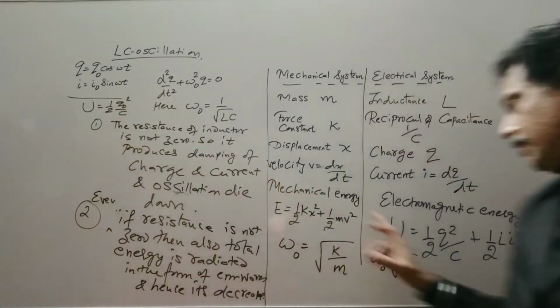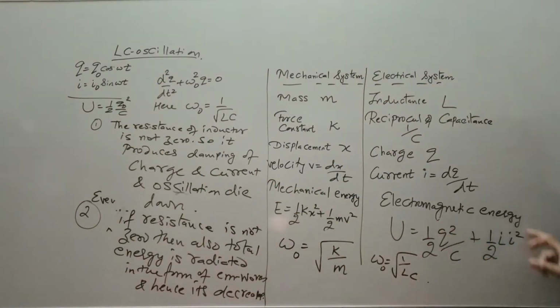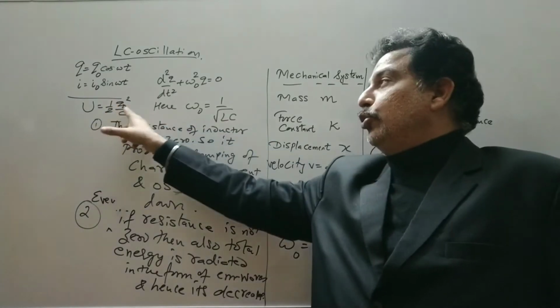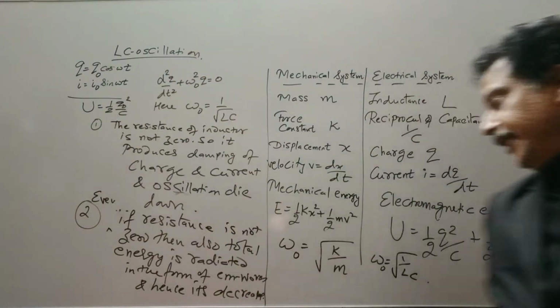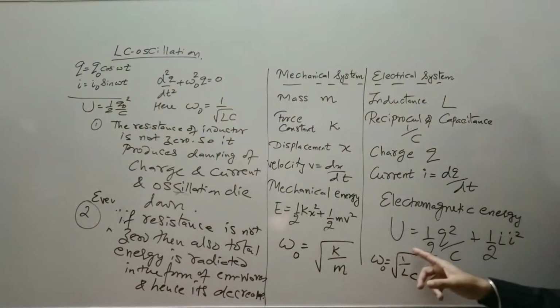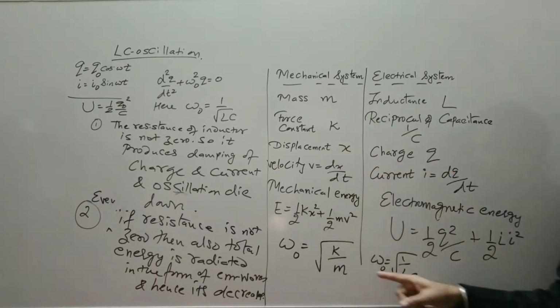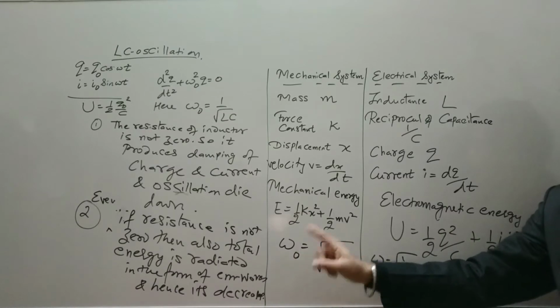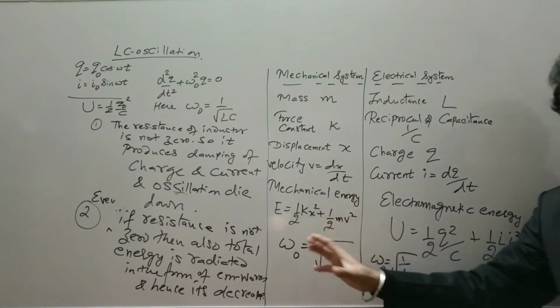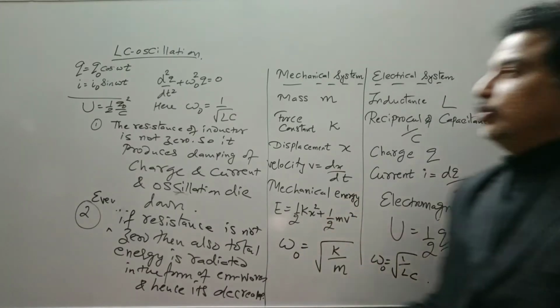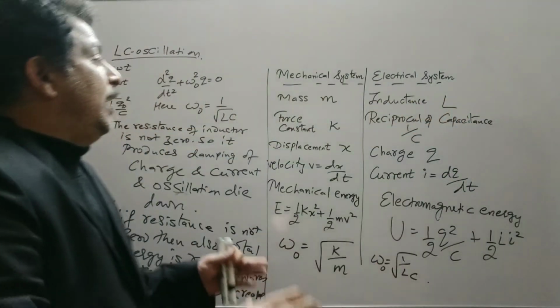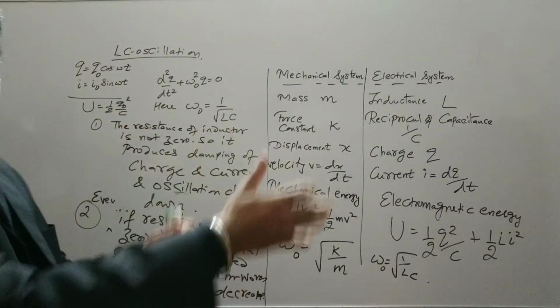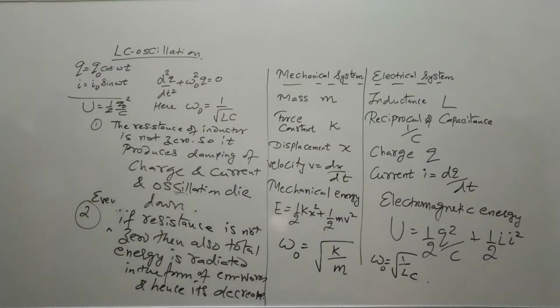This sum will always be equal to half Q naught square by C. And omega naught here is 1 upon under root LC. So here L's role is played by M and C is the reciprocal of the force constant. So we have seen that this is the natural frequency of a simple harmonic motion, or you can say a simple harmonic oscillator. So this LC oscillation circuit has an analogy between the mechanical system and the electrical system.